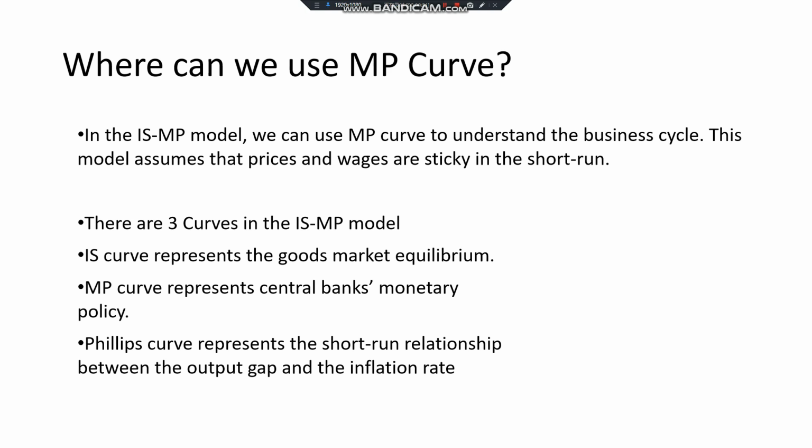Where can we use the MP curve? In the IS-MP model, we can use this curve to understand the business cycle, and the model assumes that prices and wages are sticky in the short run. There are three curves in the model. The IS curve represents the goods market equilibrium. The MP curve represents the central bank's monetary policy. The Phillips curve represents the short-run relationship between the output gap and the inflation rate.